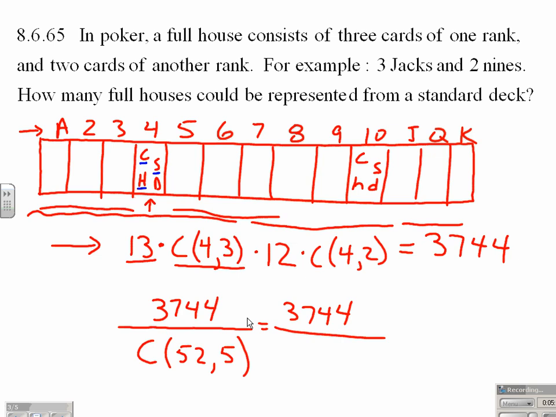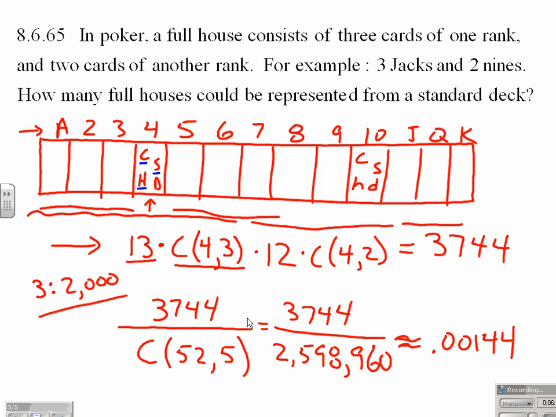C(52,5), there would probably be a lottery out there pretty close to this where you have 52 numbers, you have to choose 5 correct numbers. This is 2,598,960, or approximately, I should say, 0.00144, which means if we were sitting down playing poker and just getting dealt 5 cards, we could expect to get just about 3 full houses every 2,000 hands we're dealt.